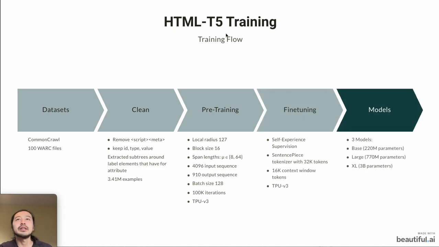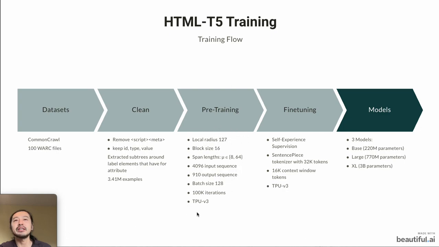So this is the HTML5 training flow. They use datasets from Common Crawl. They're using 100 files, and they first clean them by removing the script and meta tags, and they're keeping the id, type, and value attributes. For this one, they extracted the subtrees around label elements that have 4 attributes. That's the HTML-specific configuration, which is often used in relation with form elements. They extracted about 3.41 million examples.